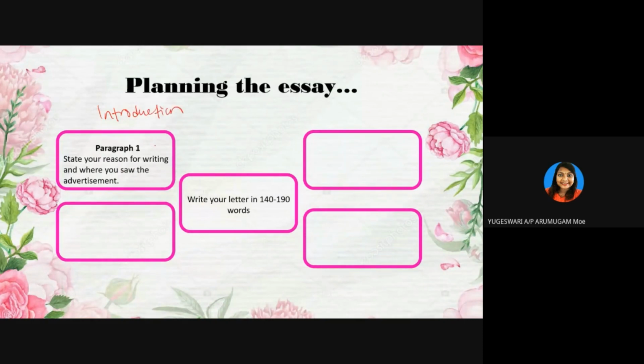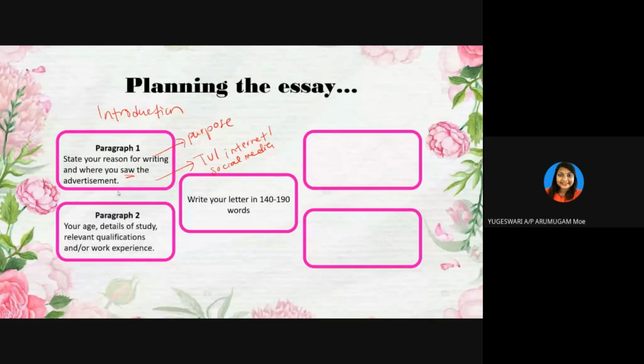So introduction, then purpose. So where? TV, internet, or some even share it in social media. Social media, for example Facebook, WhatsApp, even TikTok. People are doing advertisements in TikTok, and I know you guys love TikTok so much. So where do you see the advertisement? You can state, for example, I saw an advertisement about this post on the television. You state where you saw it. So in paragraph 1, you talk about that.